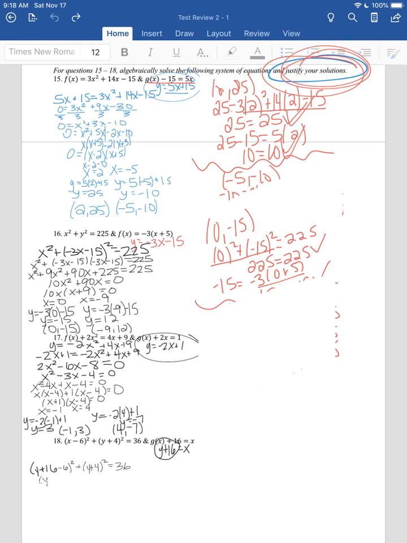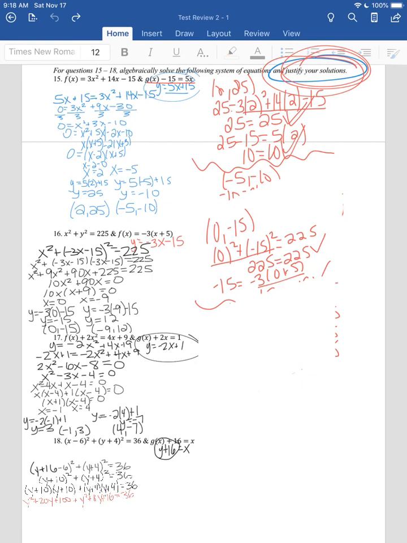So I'm going to make this y plus 16 minus 6. I'm going to be smart about this. I'm going to make this y plus 10, I'm going to combine them. I'm not going to go through and multiply more than I have to. So remember, this is really y plus 10 times y plus 10 plus y plus 4 times y plus 4 equals 36. Do not forget that equals 36. So when I go through and double distribute, this gives me y squared plus 20y plus 100. And then on this side, I get y squared plus 8y plus 16 equals 36.